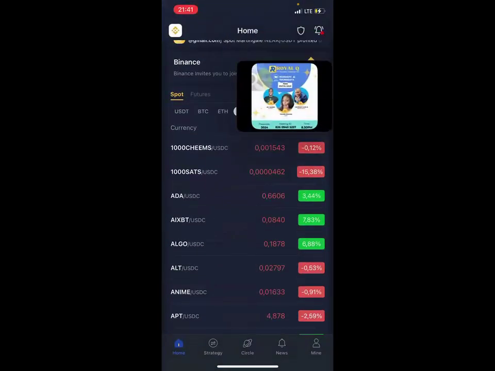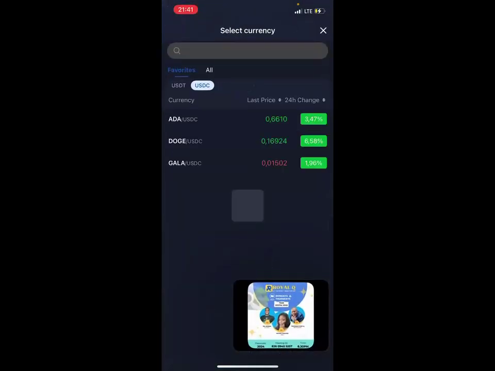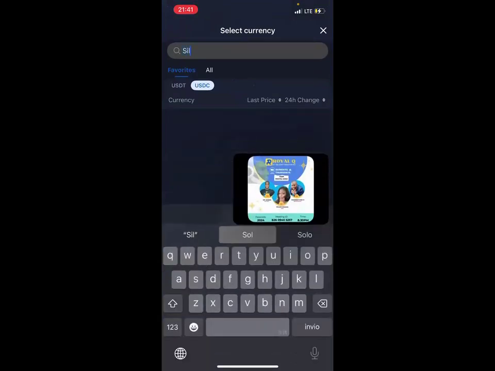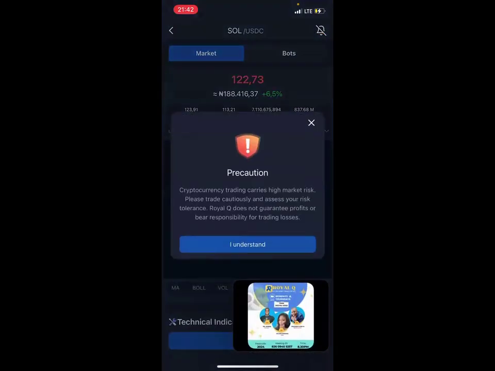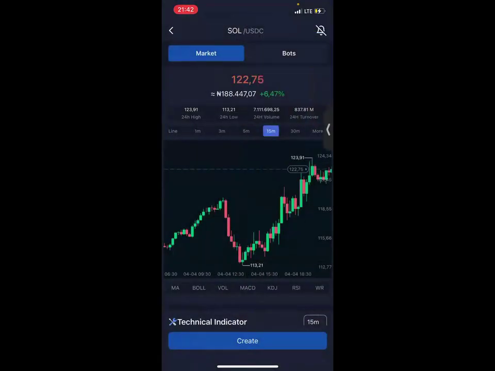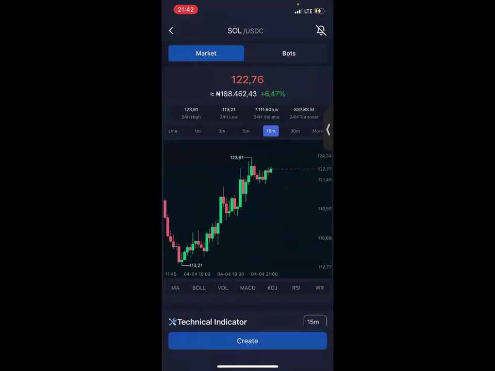So yeah, let's go with Sol, which is Solana. Sol is actually not doing badly this evening. And then yeah, let's talk about the MACD indicator, which is the topic for tonight.